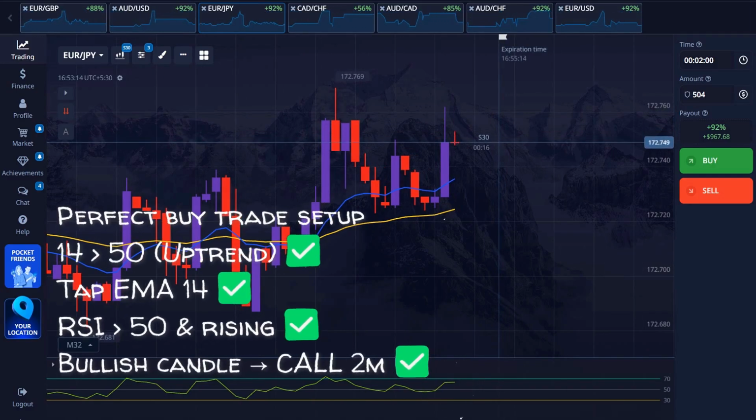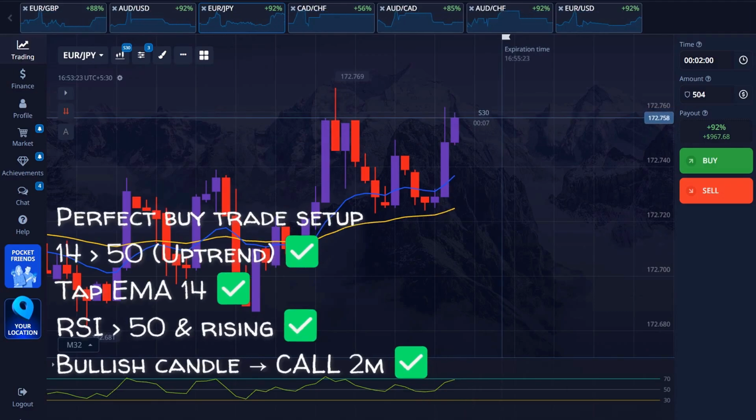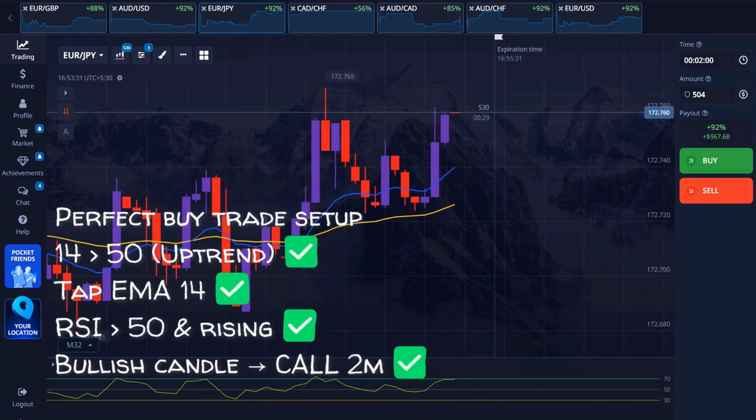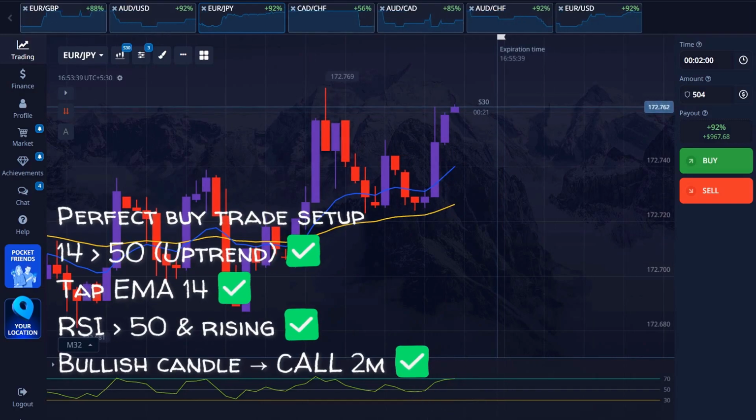Risk stayed at 1 or 2%, no adding, no martingale. One trade never defines the day. This loss reinforces the rules, and that's a win for our process.